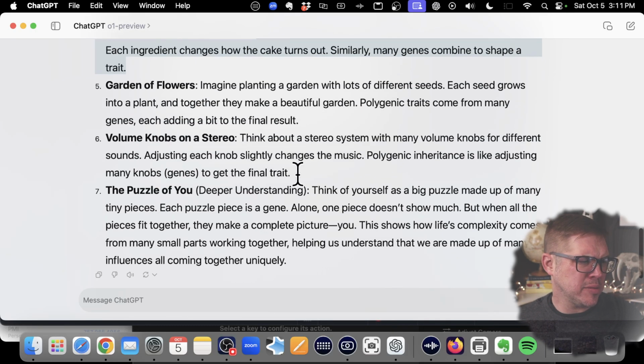Garden of flowers, volume, knowledge, and a stereo. That's the same ones before. The puzzle of you. Okay, this one and we're done.